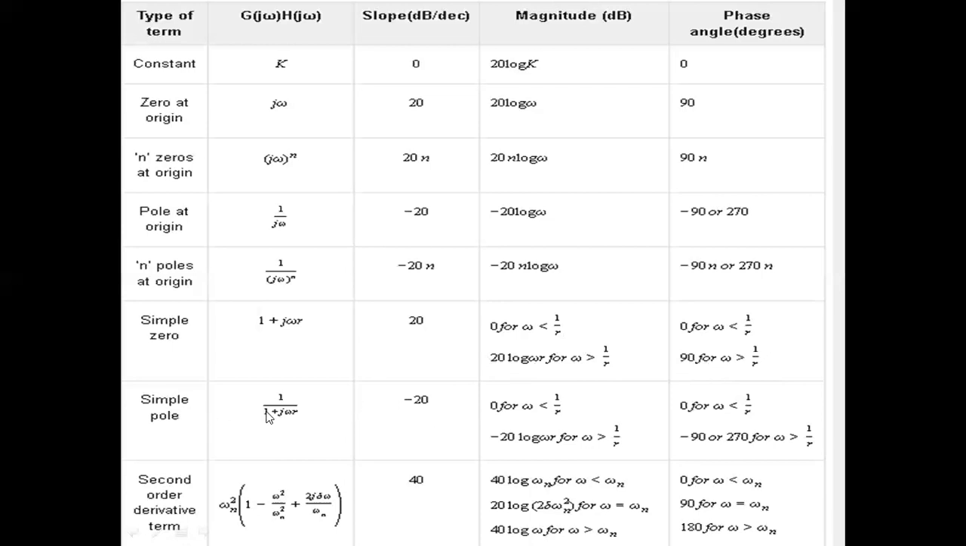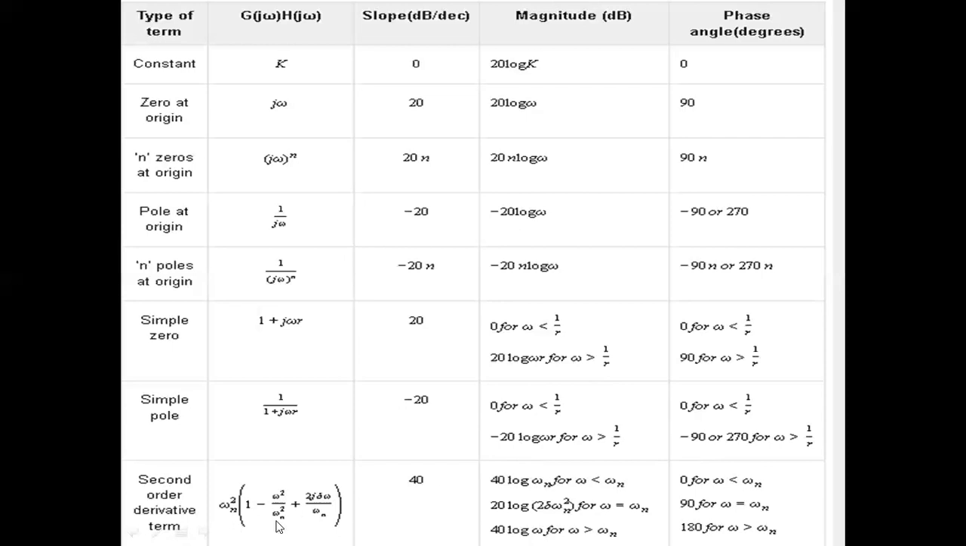Then for a pole 1 by 1 plus j omega r, it will contribute minus 20 decibel per decade, and its magnitude will be minus 20 log omega r for omega greater than 1 by r, and it will contribute an angle of minus 90 degrees. So you should remember for each factor what the slope contribution and the phase angle will be. If you know these two, you can easily make the table for a given problem.